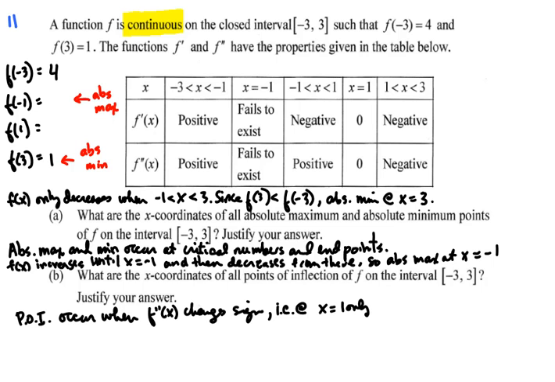It doesn't happen at x equals -1, even though the second derivative fails to exist there, but it goes from positive to positive on the second derivative and only changes sign from positive to negative at x equals 1. So that would be our only point of inflection in this case.